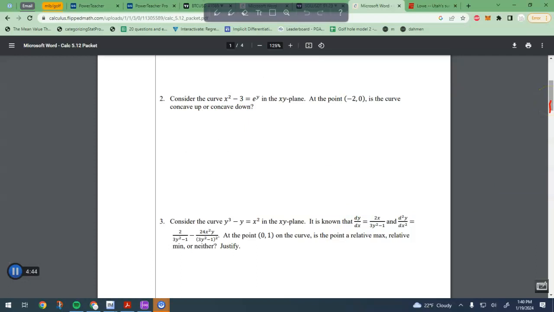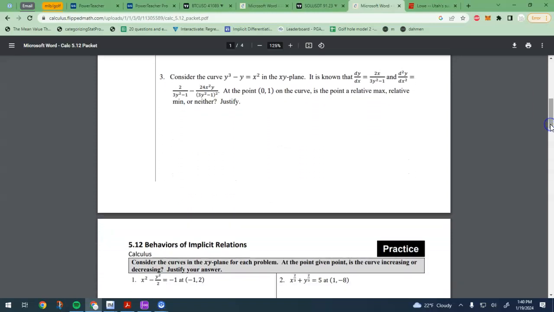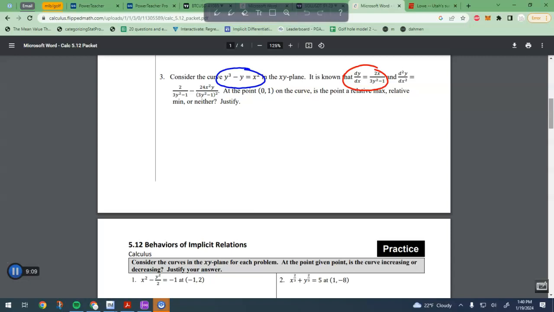So that was how do you find increasing, decreasing, how do you find concave. This one is how do you find relative max. We can do it without plugging in. Plugging in a number line gets a little goofy when you have 2 variables. So this is the original. This is the derivative. And then this down here is my second derivative. So at the point 0, 1, is there a relative max, relative min, or neither?